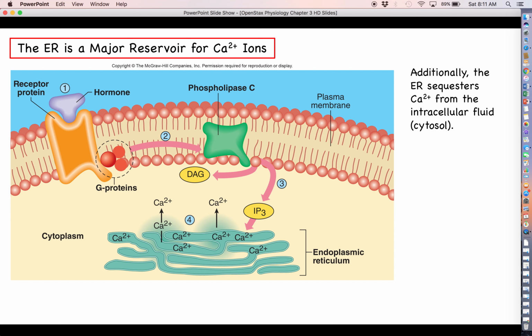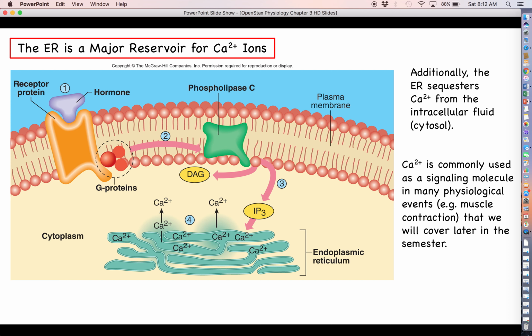A big reason why there is so little calcium in the intracellular fluid, meaning the cytosol, is because the endoplasmic reticulum, through primary active transport, sucks up any calcium it finds and stores it inside the endoplasmic reticulum. So there's hardly any calcium in the cytosol. There's a ton of it inside the ER. And this is important because calcium, when it is released into the cytosol, can act as a trigger for a lot of different physiological events.